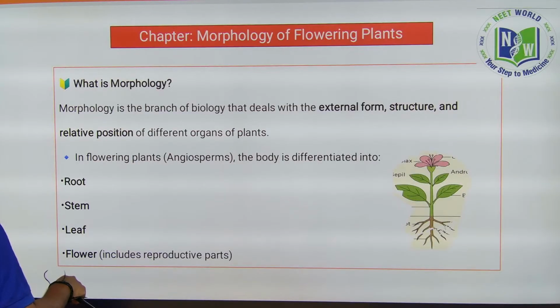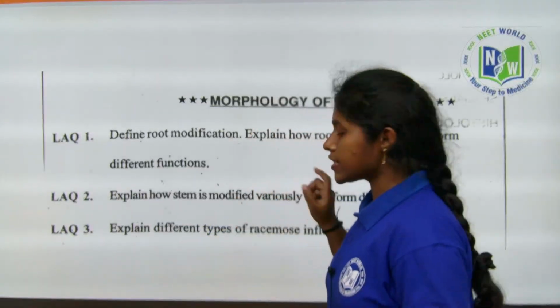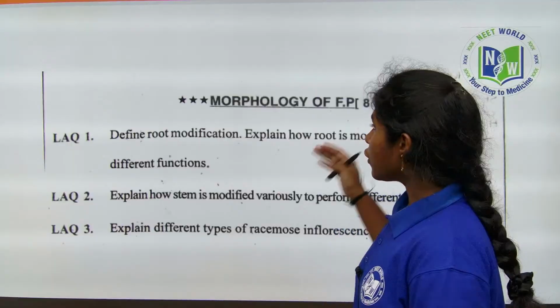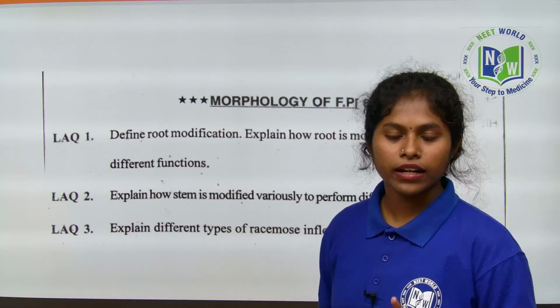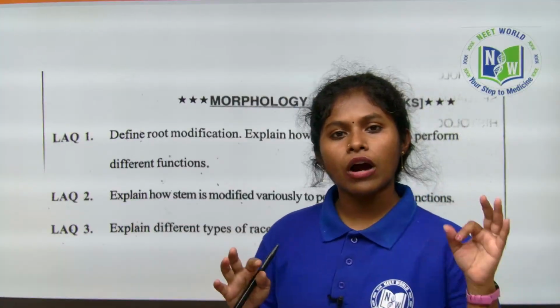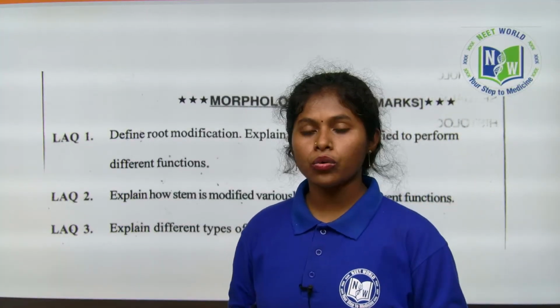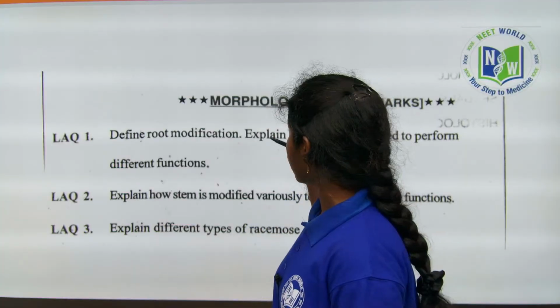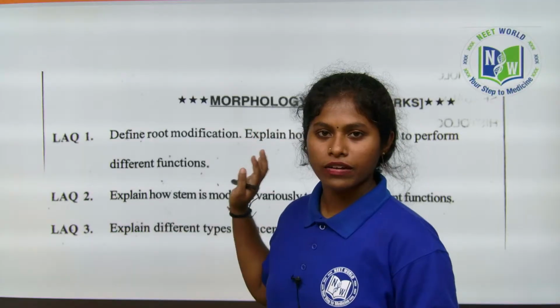In that chapter you have to mainly focus on 3 questions. One is root modification, another is stem modification, and the next question is inflorescence. Out of these 3 you will definitely get 1 in your examination for sure in Section C. Out of 3 you have to write 2. The first question will definitely come from this chapter of Morphology of Flowering Plants.